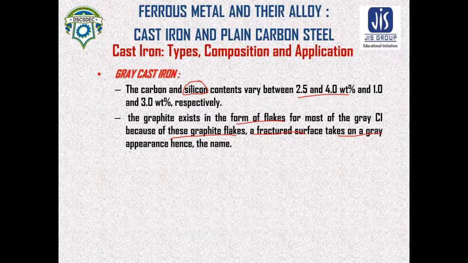For most grey cast iron, because of these graphite flakes, the fractured surface, meaning the broken surface, takes on a gray appearance. So why is grey cast iron called grey cast iron? Because it has graphite in the form of flakes. When cut or broken, these flakes give an appearance of gray color, and that's why the name is grey cast iron.